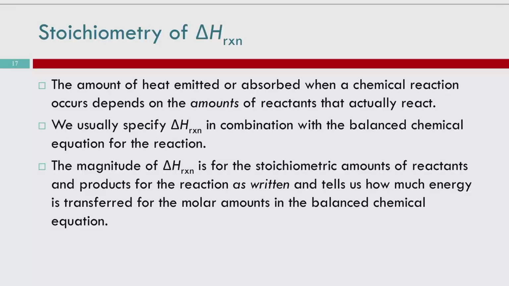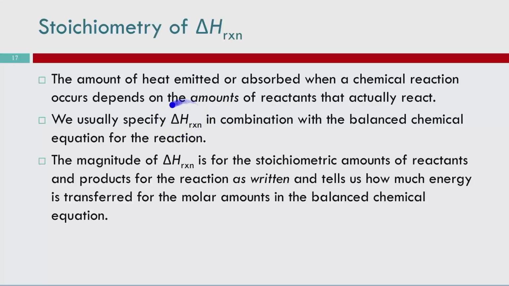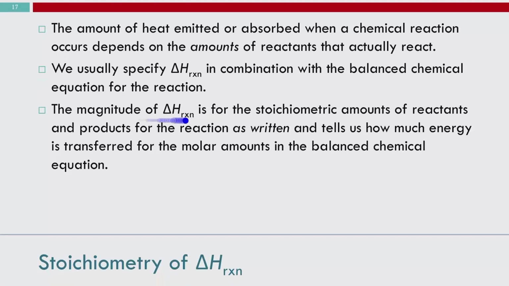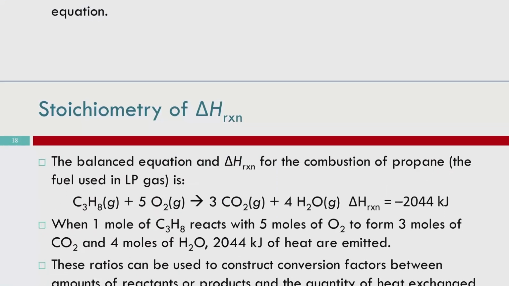So little stack of wood produces a small fire, produces a little bit of heat. Big stack of wood, we've got a bonfire, right? That's going to produce a lot of heat because we've got more reactant that's going in. We are usually going to specify delta H of the reaction with a balanced chemical equation for the reaction. The magnitude of delta H is for the stoichiometric amounts of reactants and products as written. Usually we're just given this as a balanced chemical equation, which is cool.